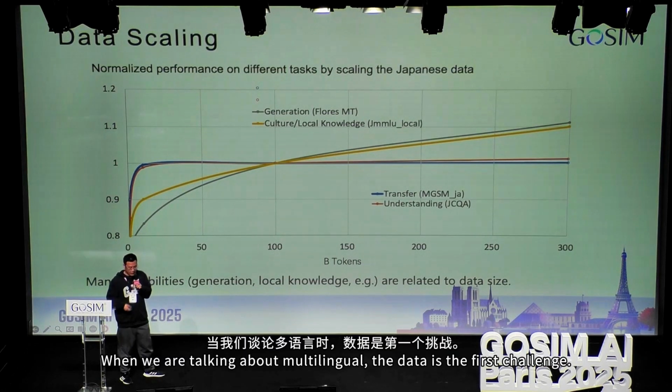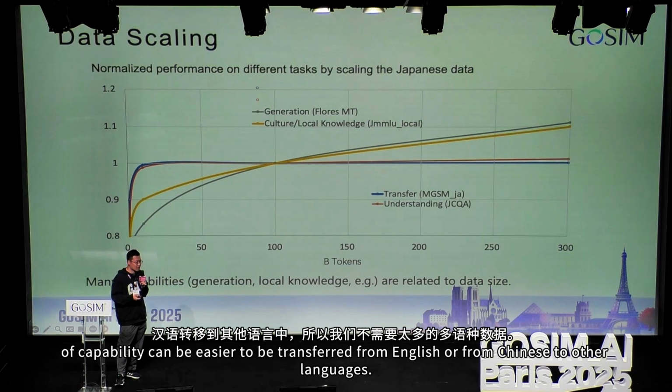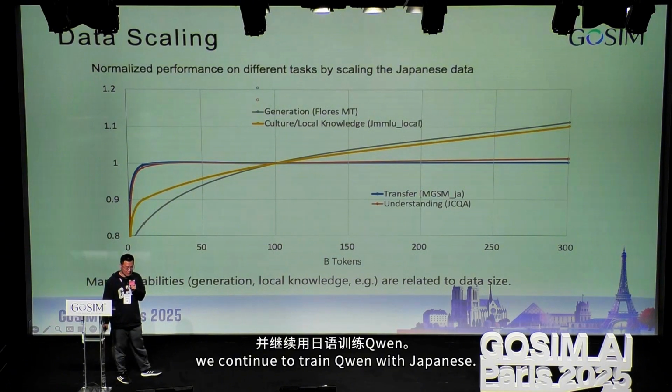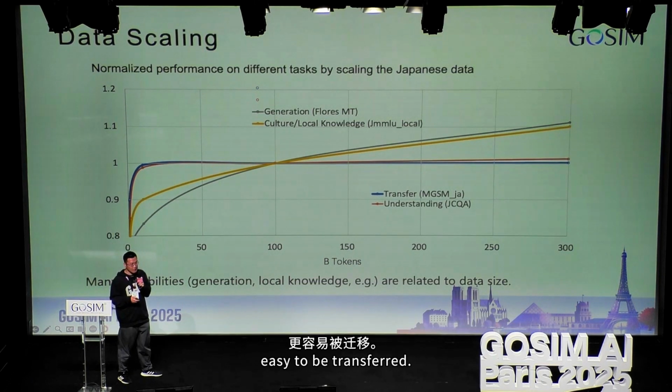When we talk about multilingual, data is the first challenge, and some researchers argue that we don't need too much data for multilingual because a lot of capability can be easily transferred from English or from Chinese to other languages. To confirm this, we conducted an experiment on Japanese. We continued to train Qwen with Japanese, and we found that indeed some capabilities, for example, math or understanding, are very easily transferred.